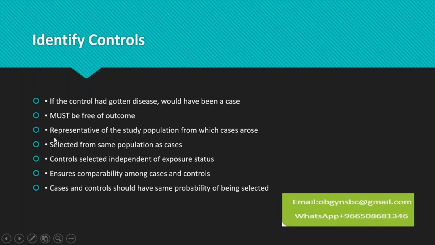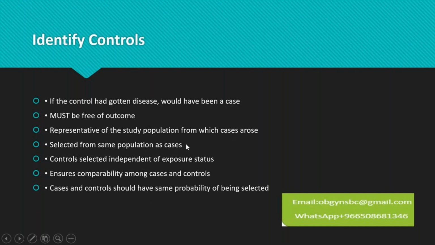The controls should be representative of the study population from which the cases arose. The controls should be taken from the same population from where we have selected the cases. We cannot select the cases from the hospital and take the controls from the general population. So this cannot be the case.